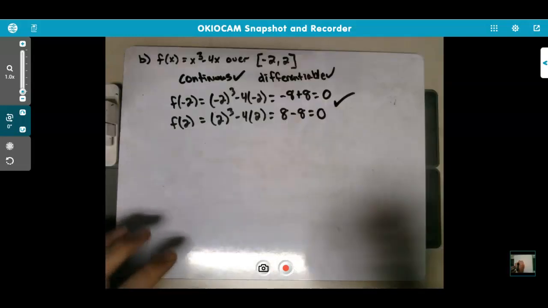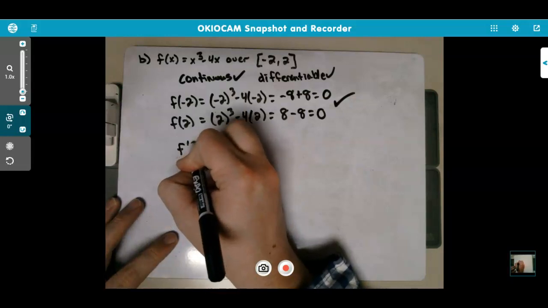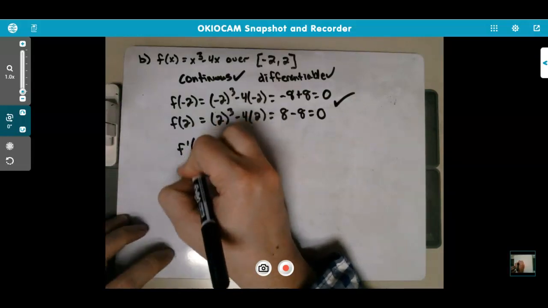Let's find it. So first take the derivative. X to the third, bring the 3 down, and that becomes 3x squared. Negative 4x becomes negative 4. Set that equal to 0. Add 4. 3x squared equals 4. Divide by 3. X squared equals 4 thirds. Take the square root of that. X is going to be equal to plus or minus the square root of 4 over 3.